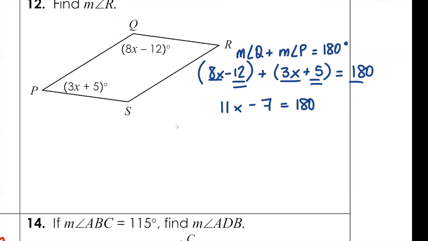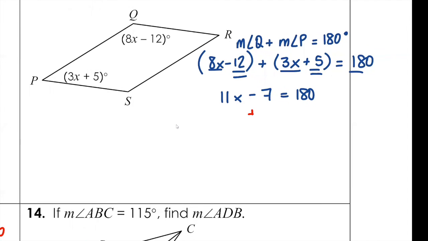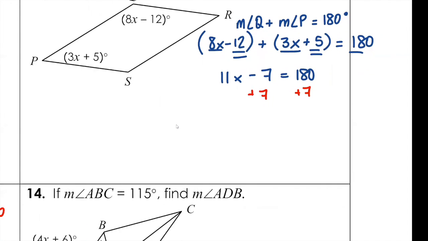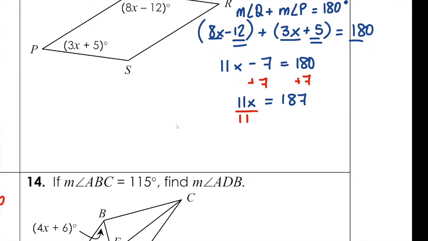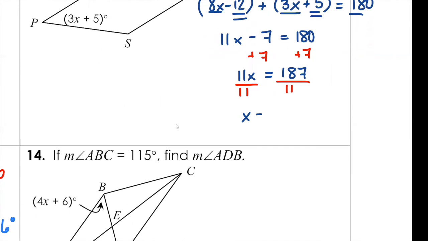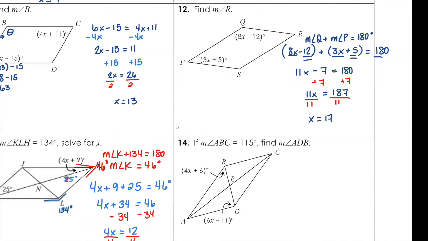Is that right? Add 7. 11x equals 187. Hopefully that's divisible by 11. 17. x equals 17. So they wanted R.